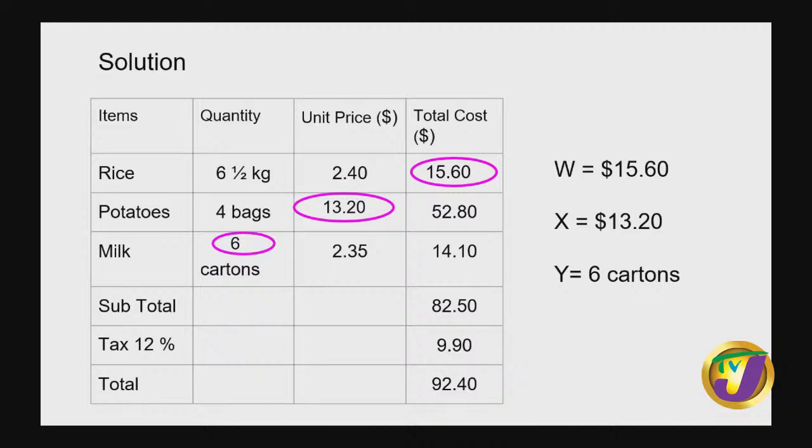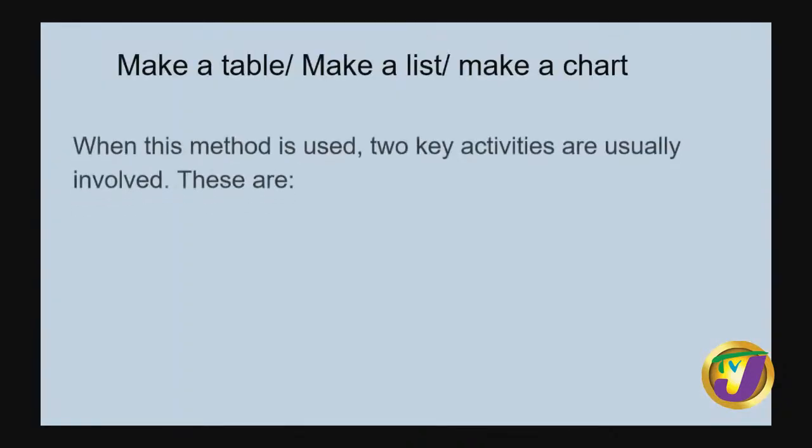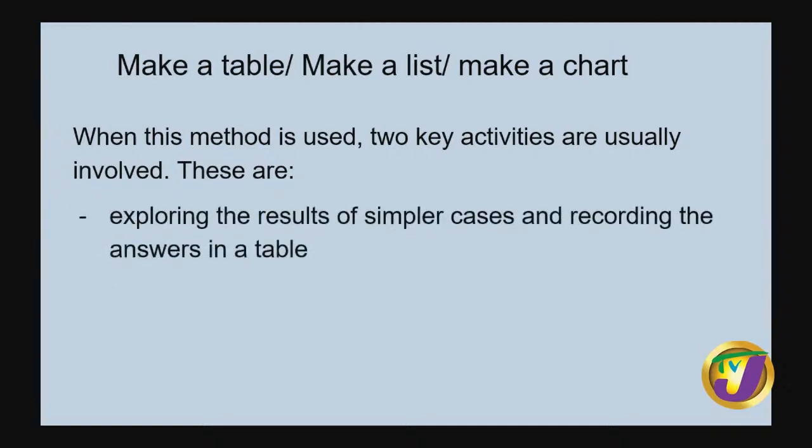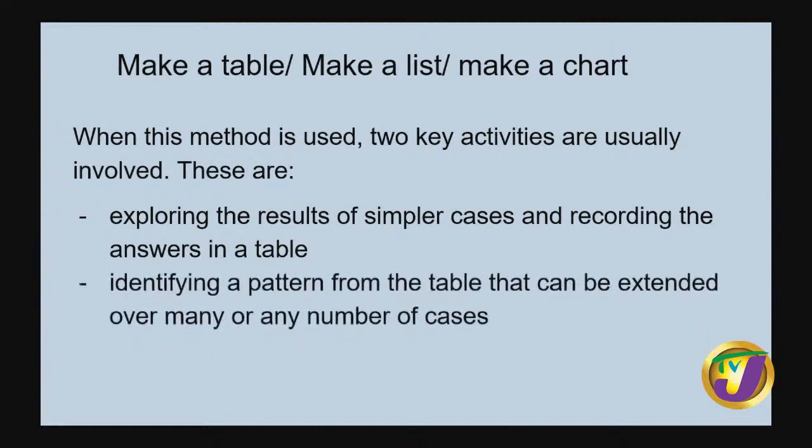Much better. So we made a table. Sometimes we can make a list, and we can also make a chart too, but in this case we looked at creating our table. That's right. And when this method is used, 2 key activities are usually involved. These are 1, exploring the results of simpler cases and recording the answers in a table. 2, identifying a pattern from the table that can be extended over many or any number of cases.